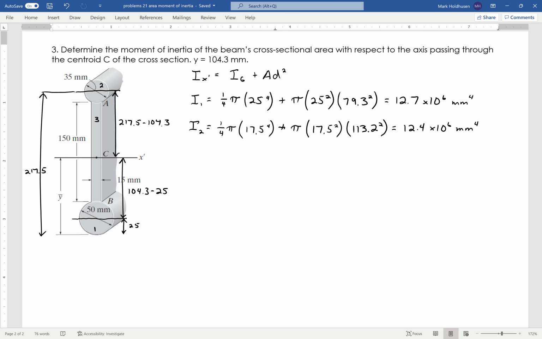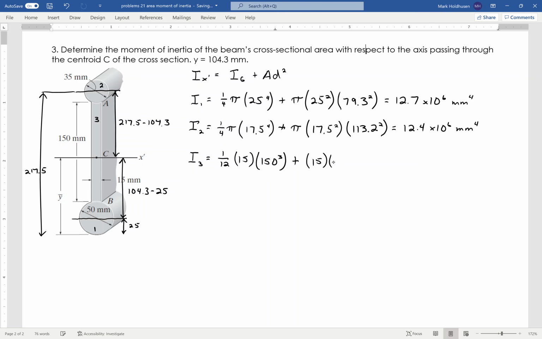Okay, now we have to do the same thing with the rectangle. For a rectangle, it's 1/12 base times height cubed. When I look that up in the back of the book, that's the moment of inertia about its centroid, which we'll get to in just a second. So the width on this is 15. The height on it is 150. So 1/12 b h cubed. Now the area of this is just 15 times 150.